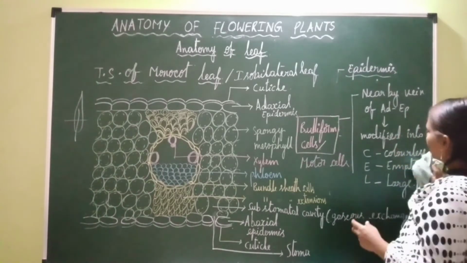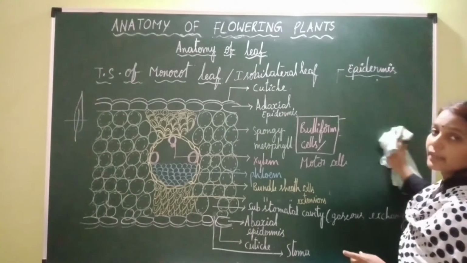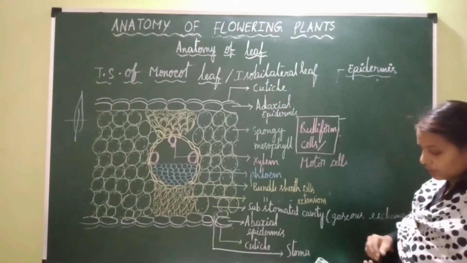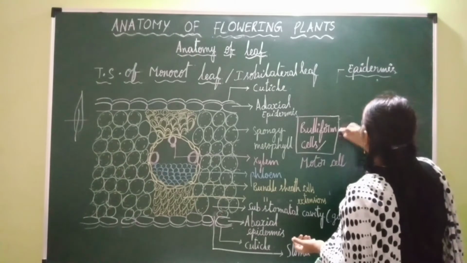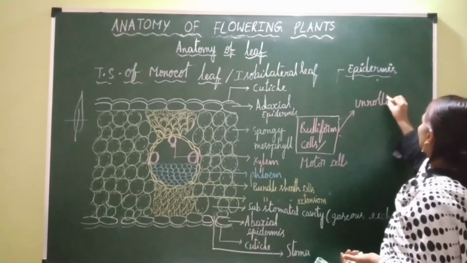Now let's see what is the function of these bulliform cells. Bulliform cells are involved in rolling and unrolling of leaves.